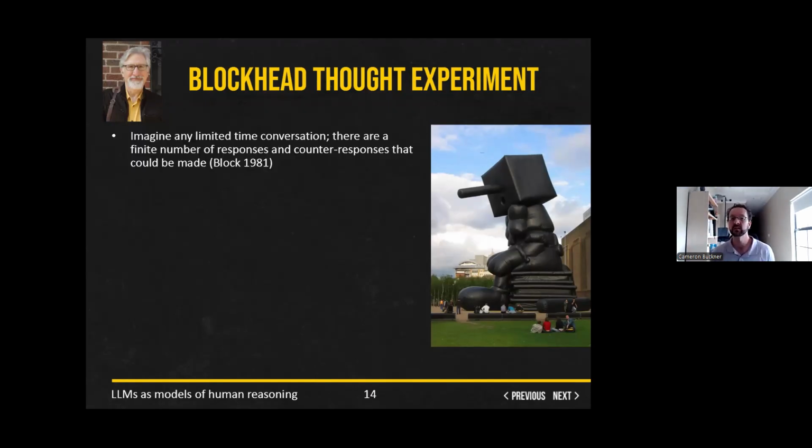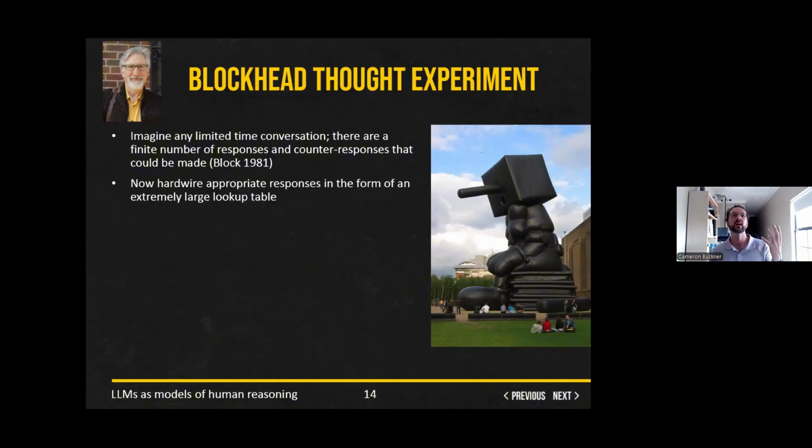Imagine any time-limited conversation you could have with an AI. There are a finite number of responses and counter responses that could be made. This is definitely true. And if you try to come up with a completely novel test for these systems and then Google it on the internet, you will often find humans are not as creative even as we like to think we are. It's very difficult to come up with a problem that somebody else hasn't already thought of before and put somewhere on the internet.